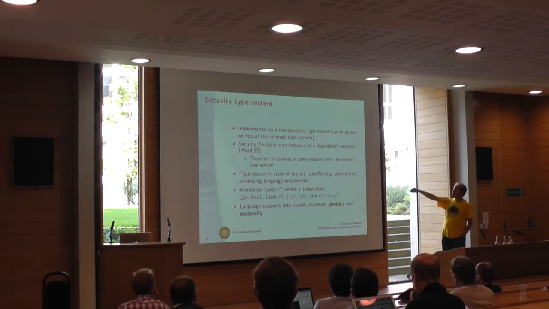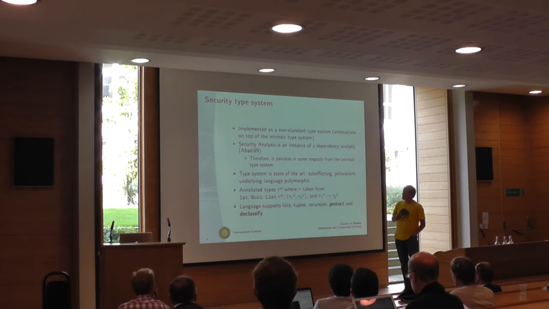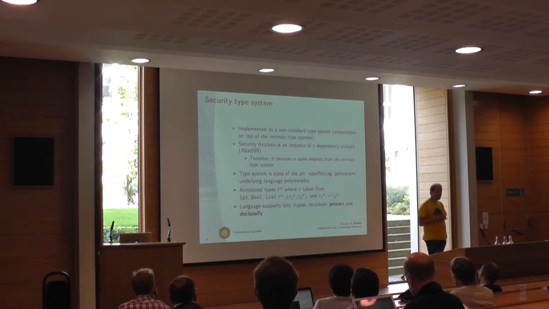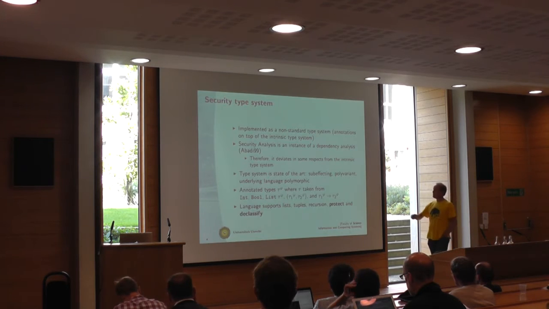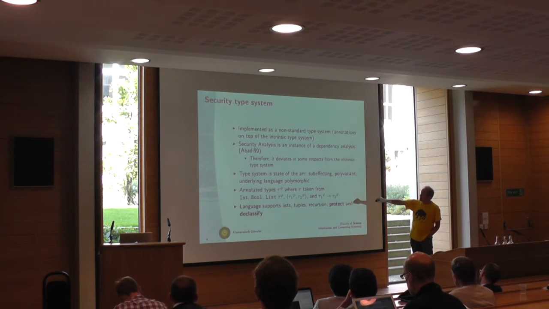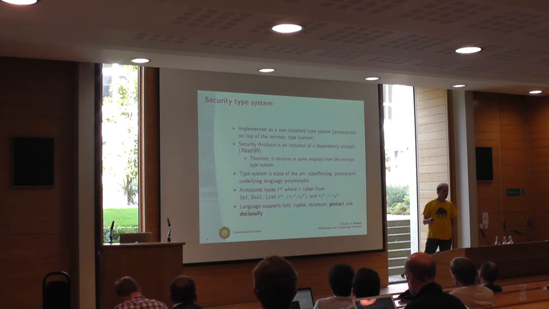Now, the type system we define in the paper is state-of-the-art, so it has subeffecting, it's polyvariant, and the underlying language is polymorphic. And just to show you a little bit what an annotated type is, basically with an annotated type, you take the types that you're used to, like function types and ints and bools, and you add annotations to them. In this case, if you take an int, you add an annotation phi to it, and this phi will typically be this H or this L, saying this is a highly confidential int or a low confidential int.